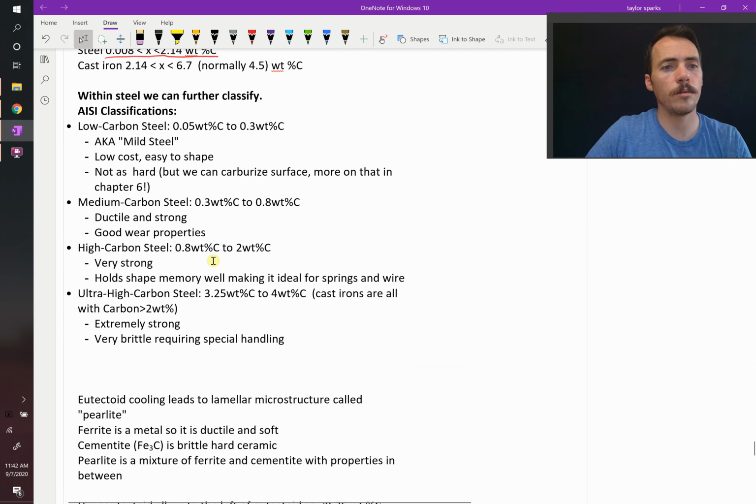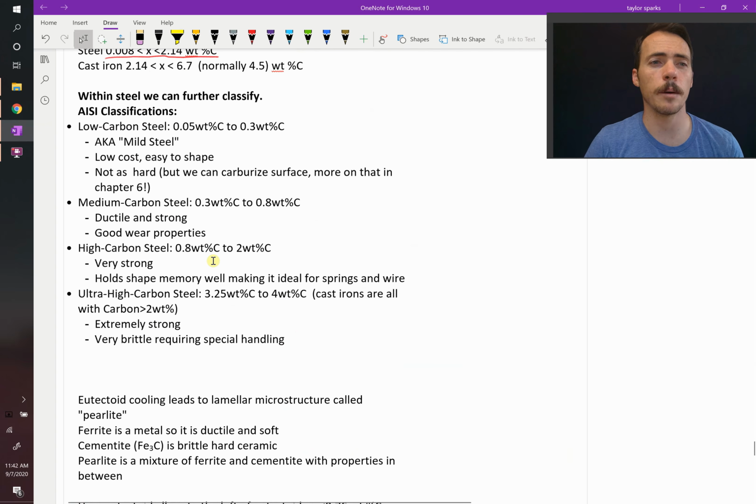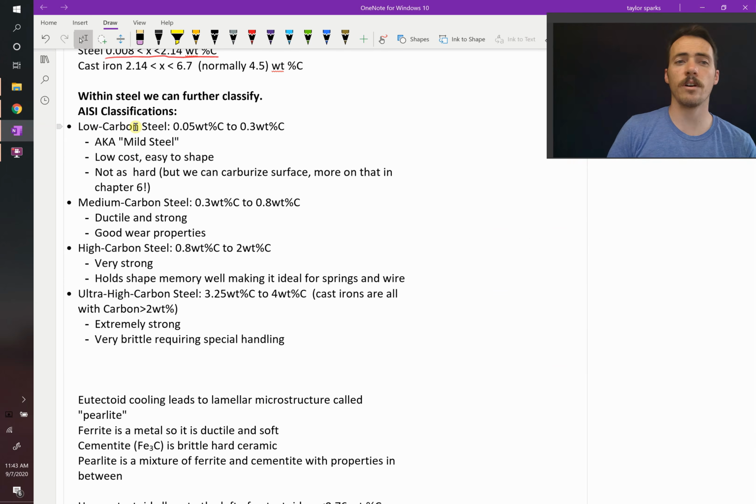Okay, so you can learn more about these, and we will in a later chapter, but you've got your low carbon steels. They're mild steels, low cost, easy to shape. They're not very hard, but you can do things to the surface like carburize the surface. We will talk more about that when we talk about diffusion.